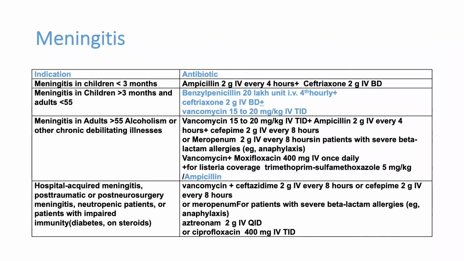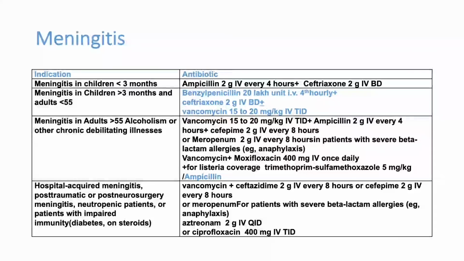The commonly used antibiotics in empirical therapy: we have to cover both gram-positive and gram-negative organisms when we are starting empirical therapy. So we can give penicillin with ceftriaxone. Penicillin mostly covers gram-positive organisms which can produce meningitis. Ceftriaxone covers gram-negative organisms also. The dose of ceftriaxone will be higher. 2 gram IV BD or TID may be required.